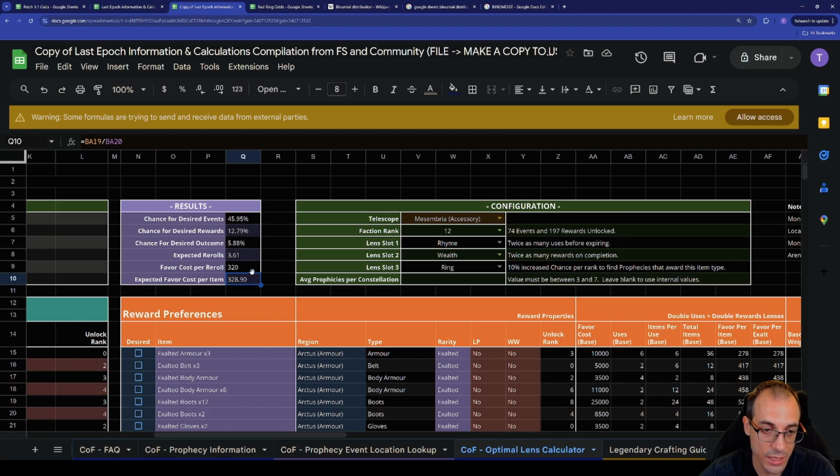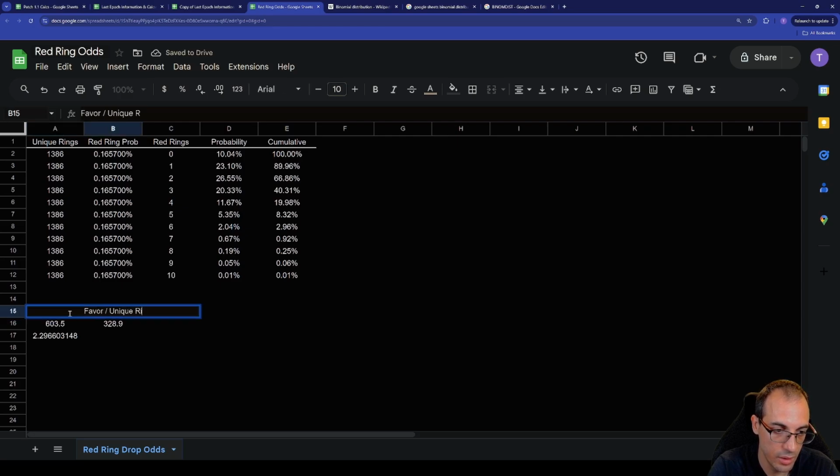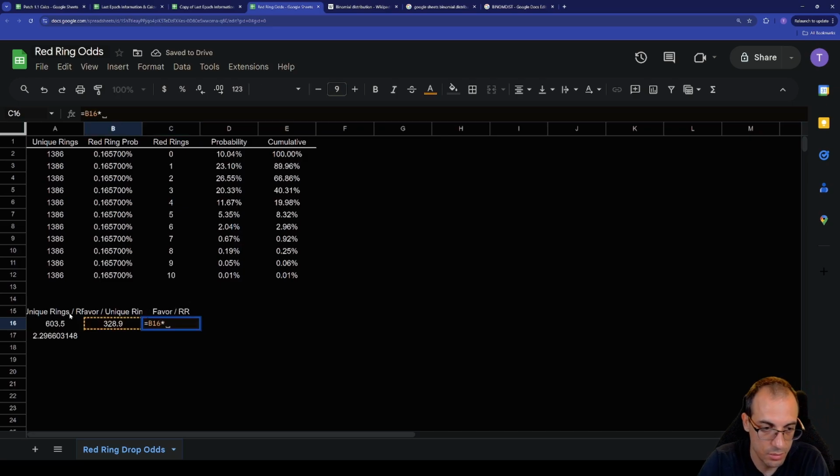So once we're finished setting everything up, we get roughly 329 expected favor per item. And that is per unique ring. We can bring that over here. So this is unique rings per red ring. This is favor per unique ring. And so here we have favor per red ring. That is going to be simply the product of the two.